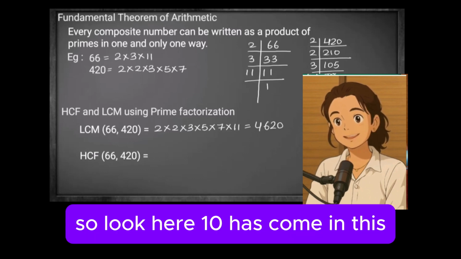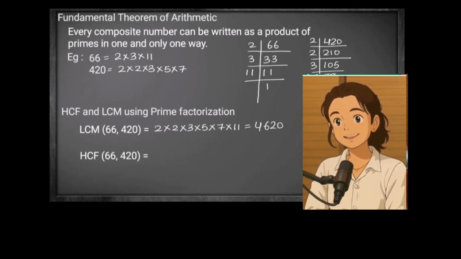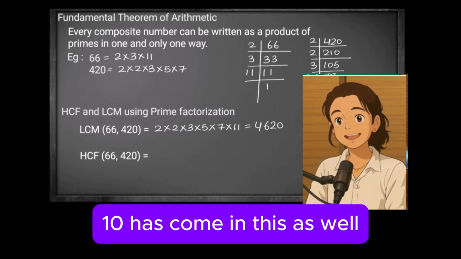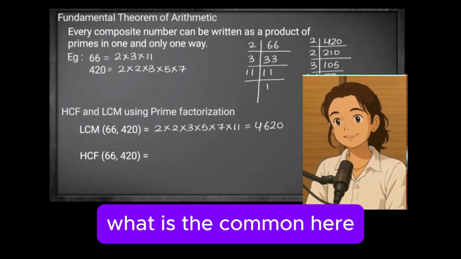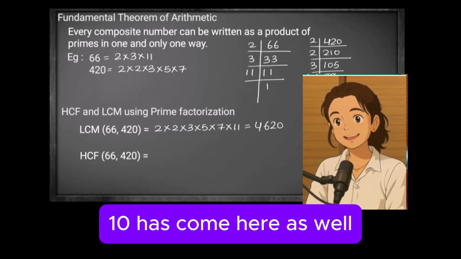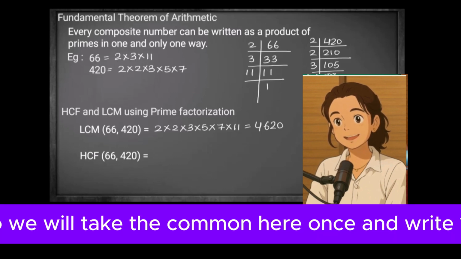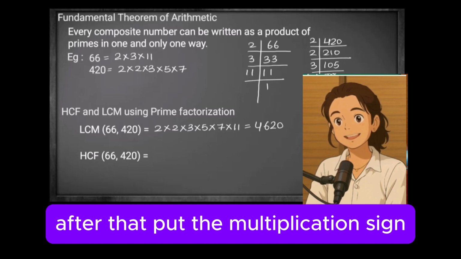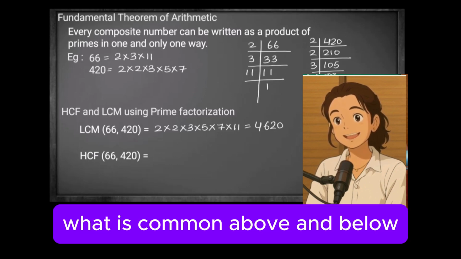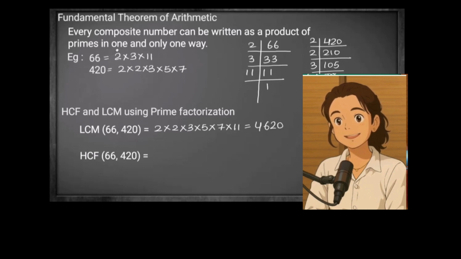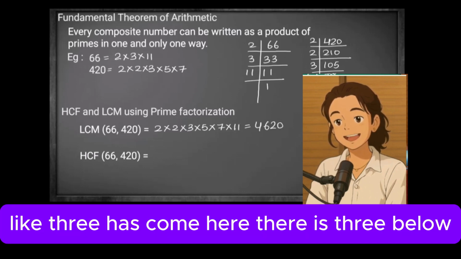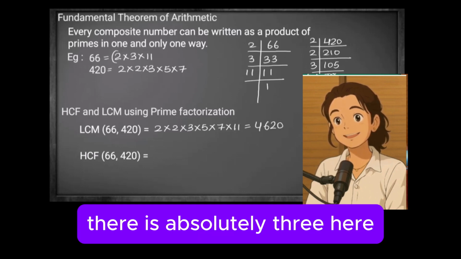So look here. 2 has come in this. 2 has come in this as well. What is the common here? 2 has come here as well. 2 has come in both. So we will take the common one here once and write 2. After that, put the multiplication sign. What is common above and below apart from 2? Like 3 has come here. There is 3 below. There is absolutely 3 here.